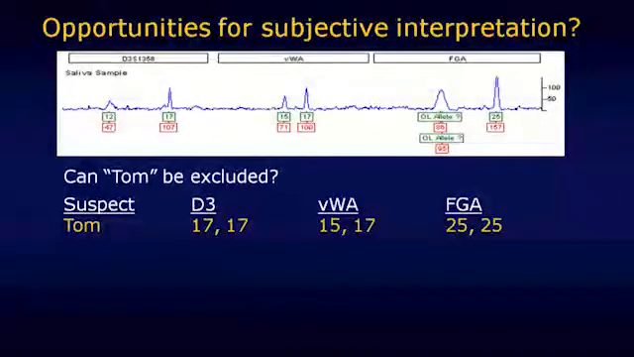So let me draw your attention again to this electropherogram, and let's talk about what we see here. For this electropherogram, we again have just information at the 3 blue loci, the D3 locus, the VWA locus, and the FGA locus.